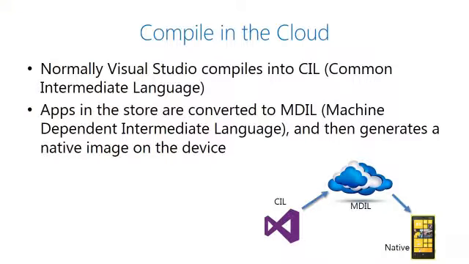Also new with Windows Phone 8 is the fact that we compile in the cloud now. Visual Studio compiles into CIL, which is Common Intermediate Language. This used to be known as MSIL. It's pretty much just a name change. Apps, when they're submitted to the store, get converted into MDIL, which is Machine Dependent Intermediate Language. Once the application is downloaded by an end user, the MDIL generates a native image depending on the device. This is good for users because it runs a lot faster, and it's good for us because we don't have to generate native images for every single possible phone that comes out.